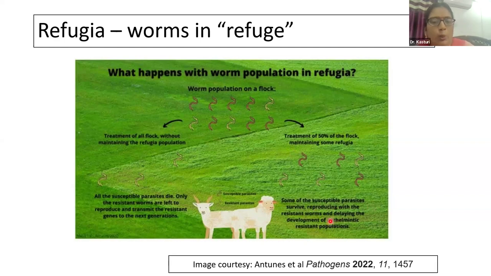So in that way, you can delay the development of resistance towards a drug. That is the meaning of maintaining the refugia population. In order to maintain the refugia population, we have to follow targeted selective treatment. Means only those animals that require treatment, we will treat, and the remaining animals we will not treat, based on need. In that case, you are maintaining both the susceptible parasites as well as the resistant worms in a population.